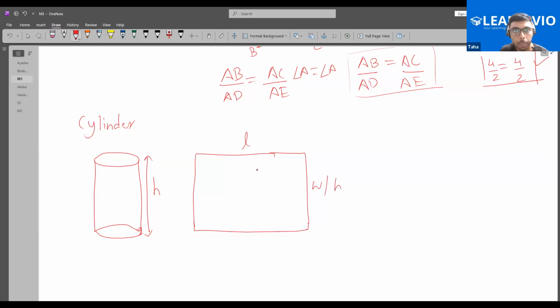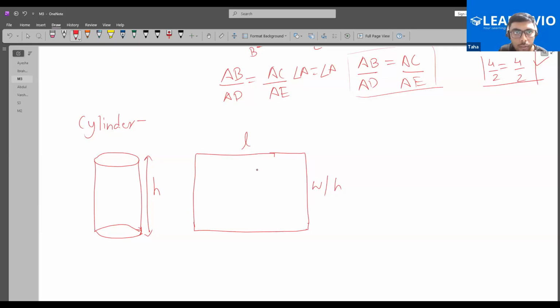When you wrap this paper across this cylinder, the length will become the circumference of this circle and the circle at the bottom, right? And then this height would become this particular height, meaning the width of the rectangular paper would become the height of the cylinder, right?